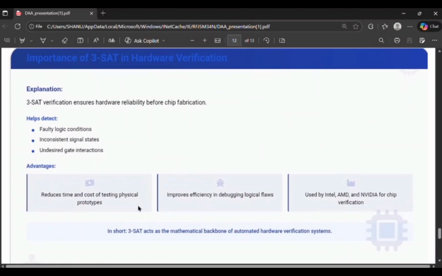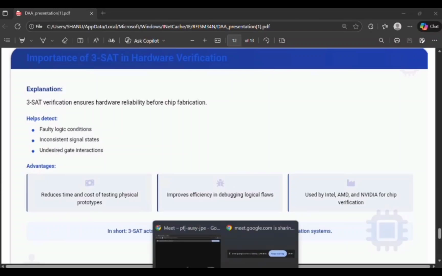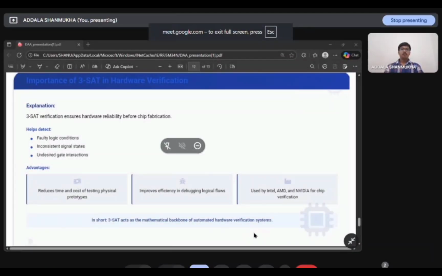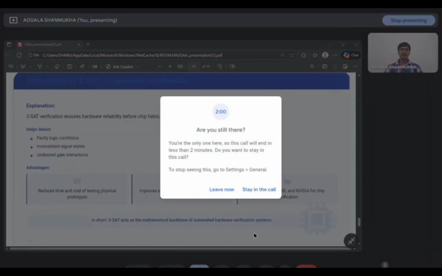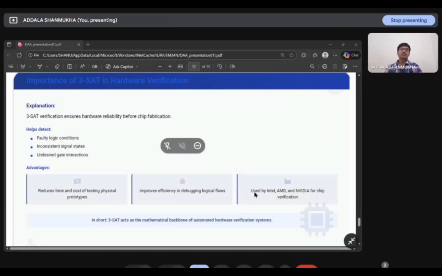The importance of 3-SAT is very high in hardware verification because it helps make chips reliable before they are built. It helps find faulty logic, bad signal combinations, and unwanted instructions before gates are made. Even in very large designs, this reduces time and money spent on physical testing and makes debugging faster.